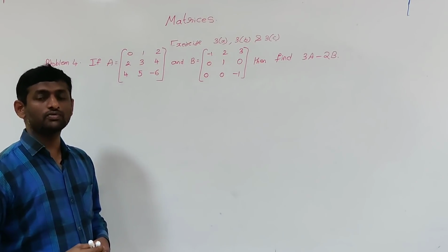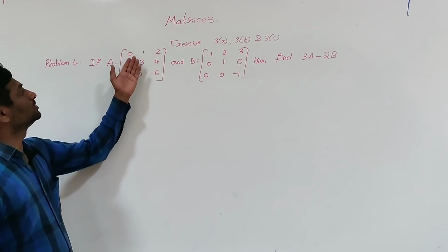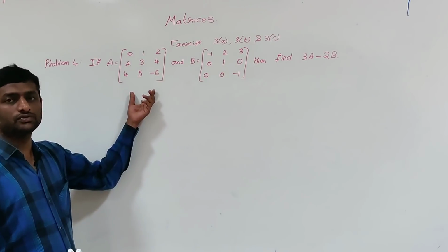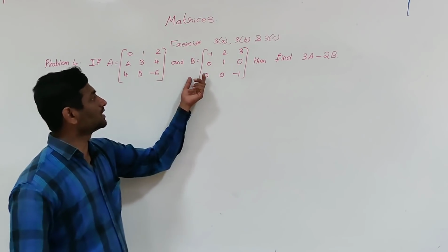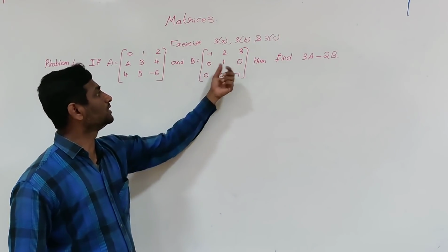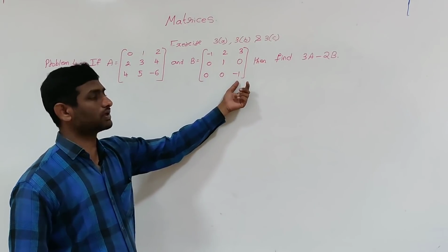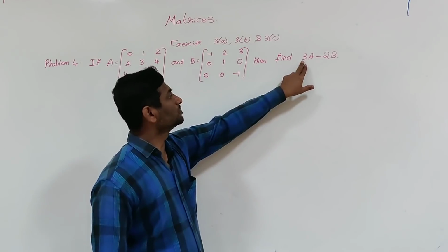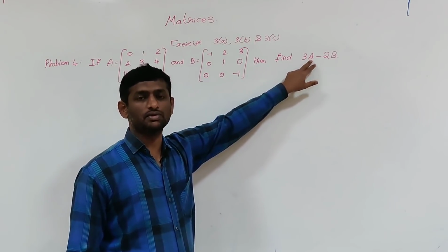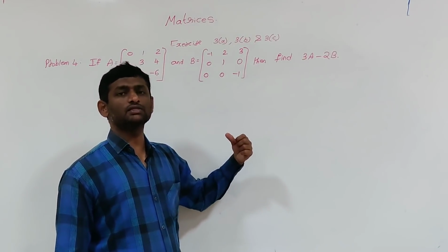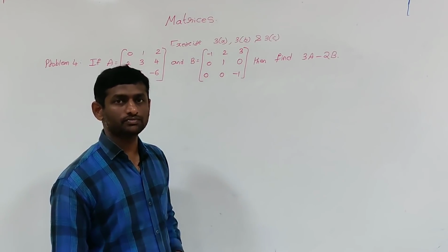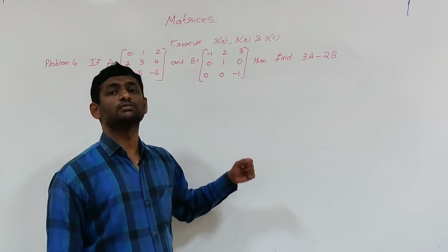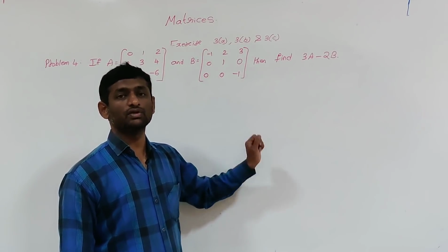Now problem number 4. If A is equal to 0, 1, 2, 2, 3, 4, 4, 5, minus 6, which is of size 3 by 3, and there is another matrix B, minus 1, 2, 3, 0, 1, 0, 0, 0, minus 1. Then what is asked? 3A minus 2B. So 3 is a scalar, A is a matrix. Means 3A is a scalar multiplied by a matrix. And 2 is also a scalar, B is also a matrix. So 2 is multiplied with every element of the matrix B.